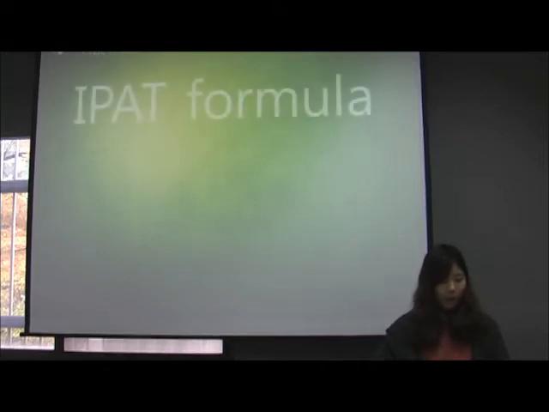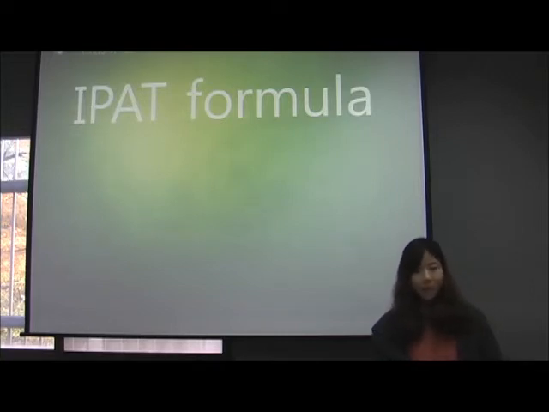Well, the main subject is climate change, but I want to put this in the bigger category of environmental problems. How overpopulation exerts a bad effect on Earth. When searching for this issue, I found a very interesting formula. It is the IPAT formula, and it is like this.